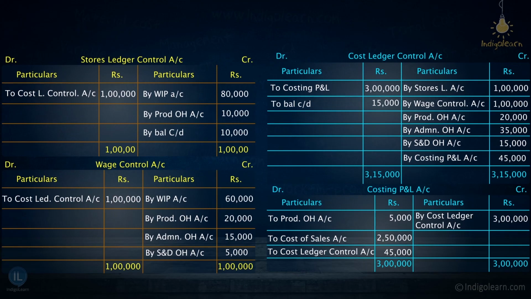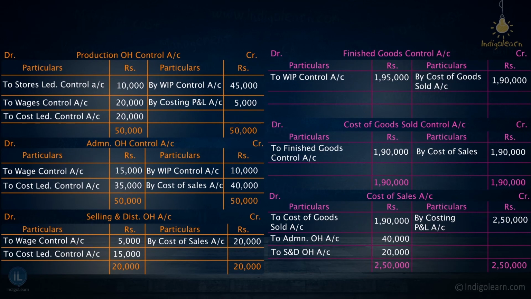Then next, WIP control account. The WIP control account is nullified and it is 0. The wage control account is nullified. Production overhead control account, admin overhead control account, selling and distribution overhead control account, all these accounts have been nullified. We have a balance of 5,000 rupees in the finished goods control account. This also is a closing balance. It is a closing value of inventory and will get carried forward to the next period. Then the cost of sales account, cost of goods sold account, costing P&L account, all of these are also nullified.